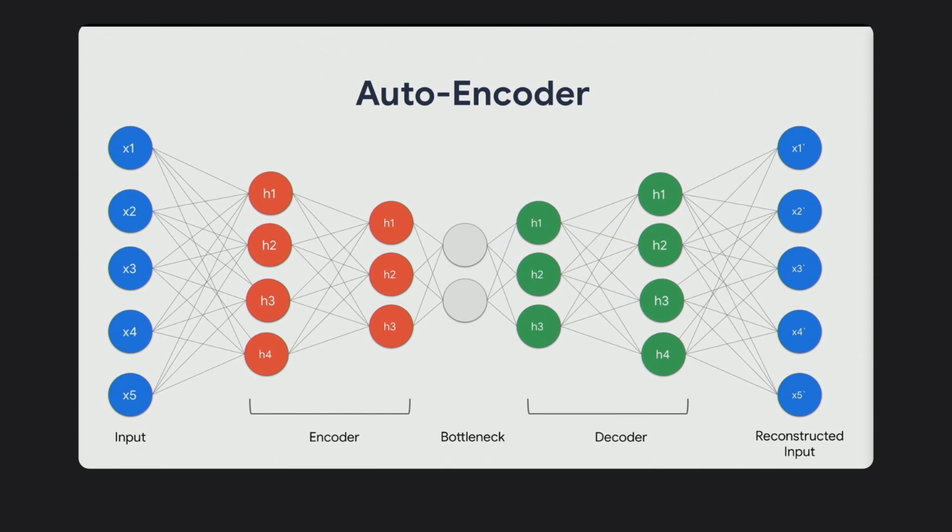The idea of the encoder is that we take data with a high level of dimensionality. I've just represented that with 5 blue blobs here. And what it will do is learn a way to represent the data in a much lower dimension, in this case with the bottleneck here in the center with the 2 gray blobs.